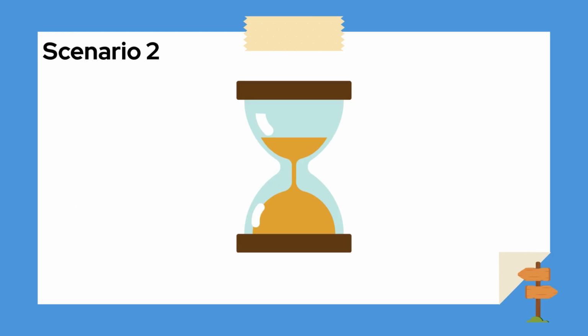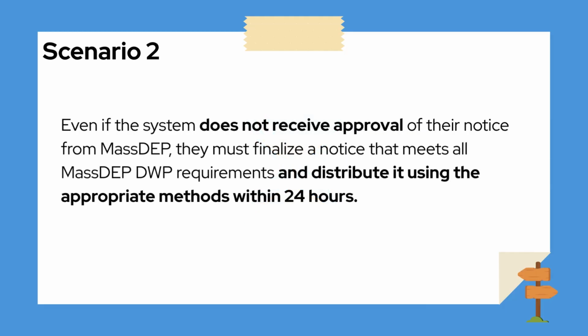This system will have limited time during regular business hours to work with their MassDEP regional staff to make sure their notice and method of distribution is approved, but they must still carry out this distribution within the 24-hour time frame. Even if the system does not receive approval of their notice from MassDEP, they must finalize a notice that meets all MassDEP DWP requirements and distribute it using the appropriate method within 24 hours.